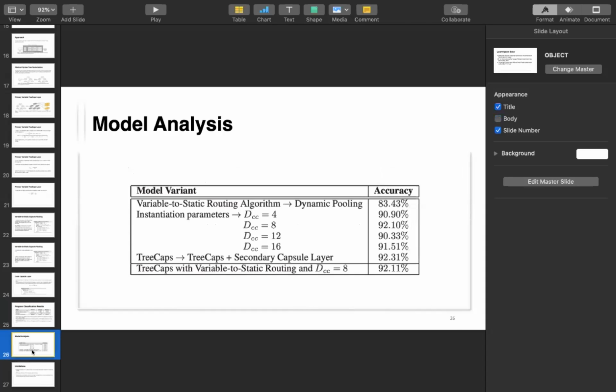Yeah, so they also did the model analysis on the method, and they experimented with different capsule vector sizes of 4, 8, 12, and also added an extra capsule layer. We can see the performance will increase if we add an extra layer, but will not increase much.